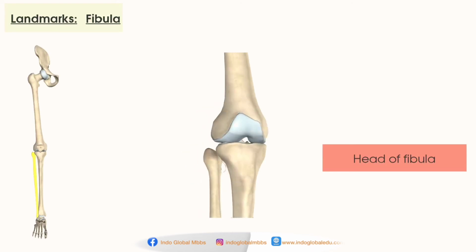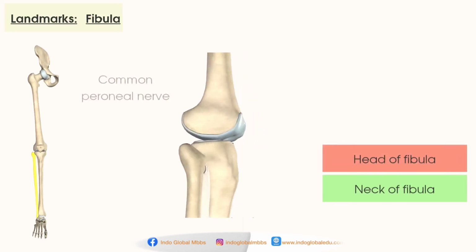And then just below the head is the neck of the fibula, and that's particularly important because it provides a channel around which the common peroneal nerve runs. And clinically, that's important because if you fracture the head or the neck of the fibula, there's a risk that you'll damage this nerve, and you'll see a patient with a foot drop, which is where they can no longer dorsiflex their foot, and they present with their foot in this position.